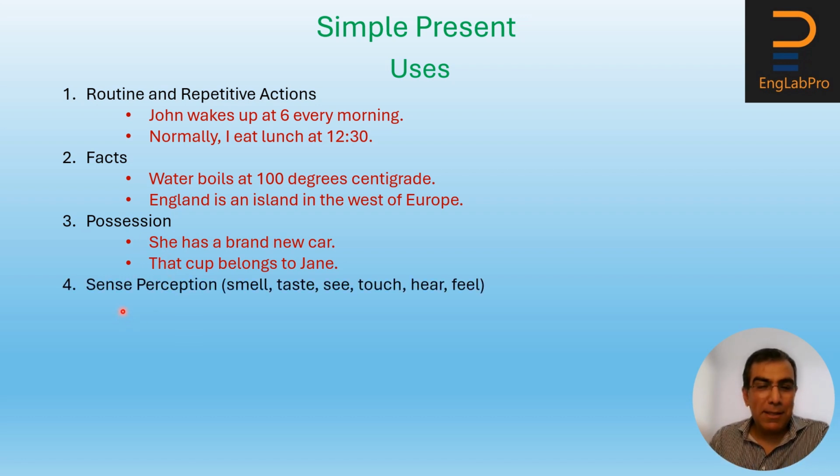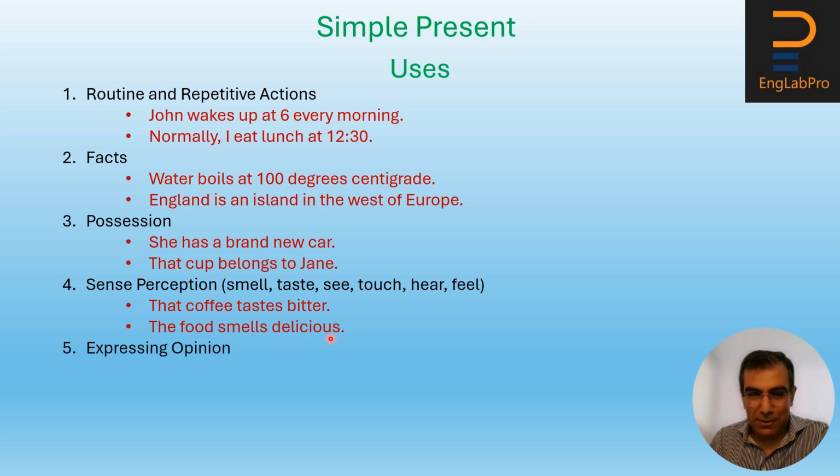Next one is the verbs that show sense perception, like smell, taste, see, touch, hear, and feel. Like that coffee tastes bitter, there is no sugar in it, or there is no milk in it. The food smells delicious.